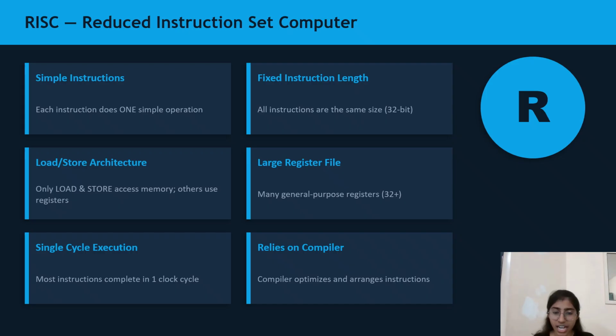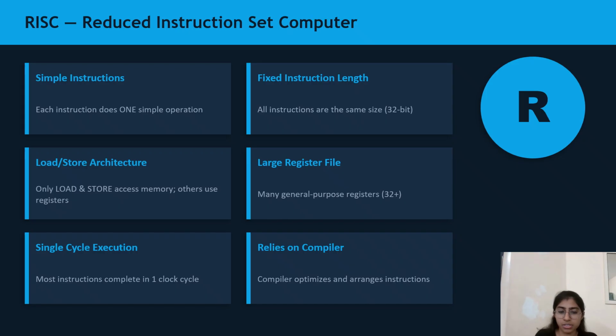Fourth, large register files. RISC processors have 32 or more general purpose registers. Since memory access is limited, you need many registers to hold your working data. Fifth, single cycle execution. Most RISC instructions complete in just one clock cycle. This makes RISC extremely fast. Sixth, reliance on the compiler. The compiler is responsible for breaking the complex task into many simple instructions. The hardware stays simple and the compiler does the hard work.